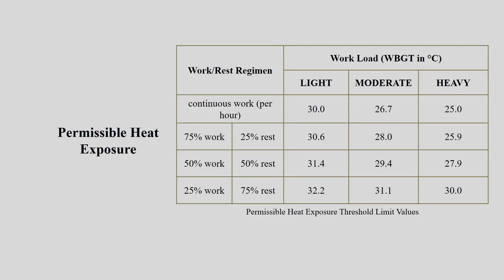So what is the permissible heat exposure? Here I have a chart, referred from the original paper. What it says, we see here the work and rest regimen. So 75% work and 25% rest. If that is the combination, then the WBGT index, you can see if the work is light, then it is this, and like this. Okay, so if you have a temperature of this, with this particular condition that 75% you are working and 25% you are taking rest, you are getting stress of this. Okay, so that is the permissible value.